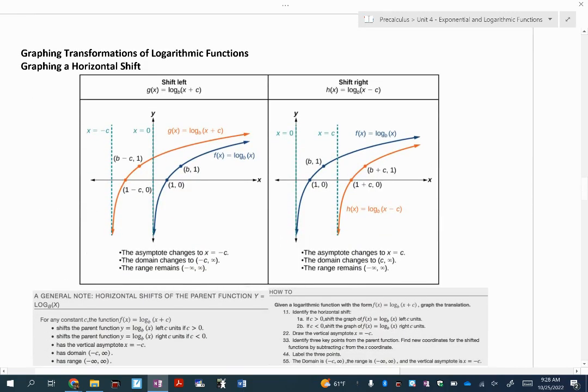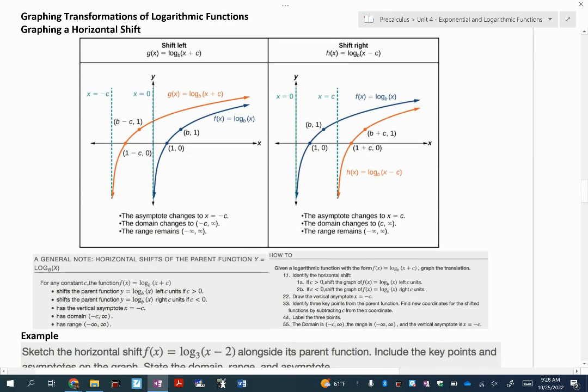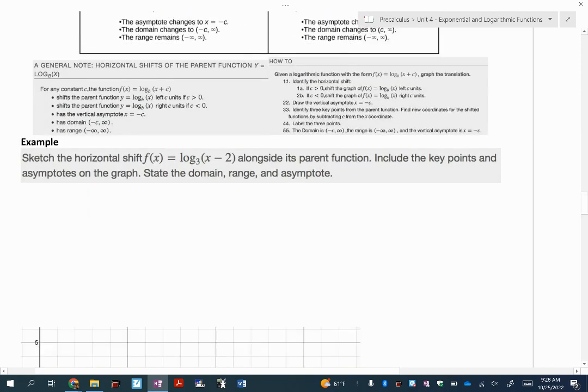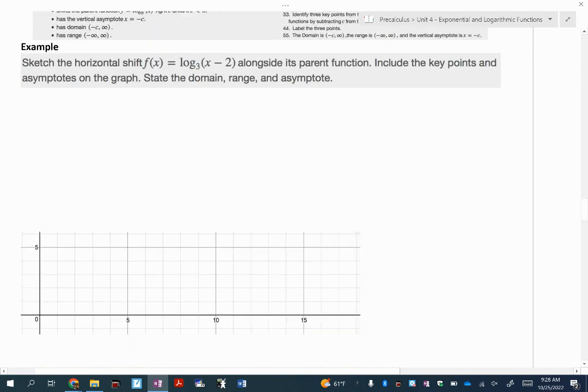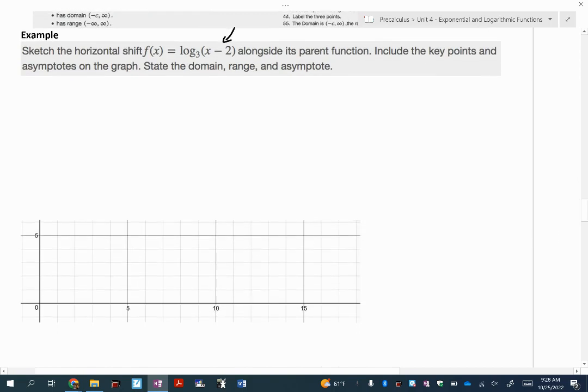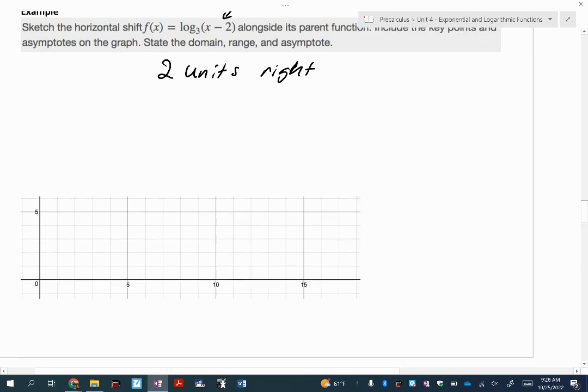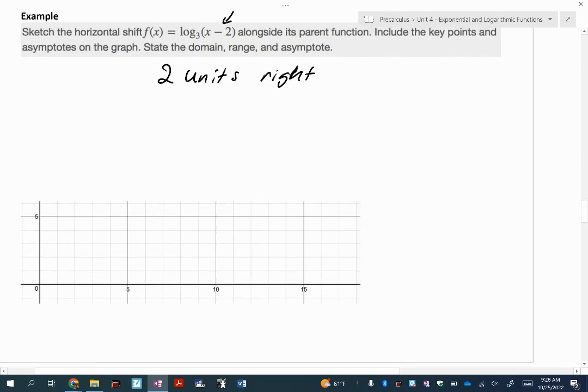Okay, let's talk about horizontal shifts. Remember, inside the parentheses, you're going to think opposite, and vertical shifts are outside. We're just going to do whatever the sign says. So again, inside the parentheses, I see minus 2. So that's going to be 2 units to the right. If you want to type this into Desmos, you can. But let me plot this one first.